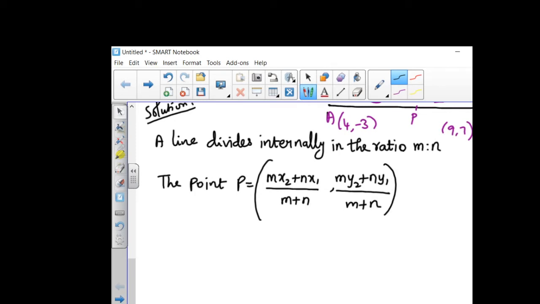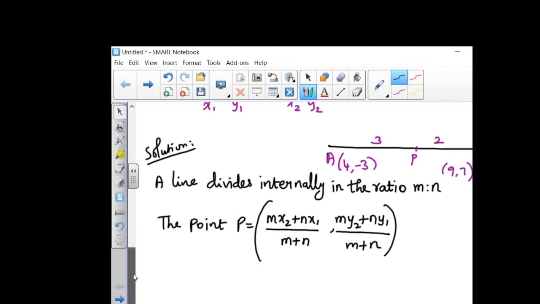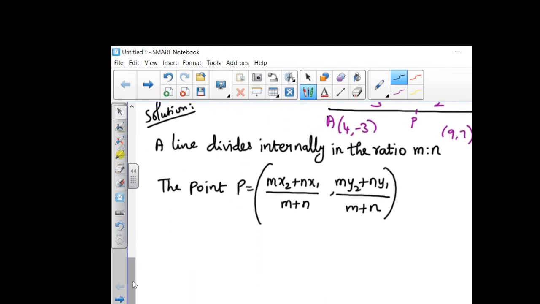Now we are going to apply x1, y1 and x2, y2. So what is that? 4, minus 3 is the x1, y1. What is our m? M is equal to 3 and n is equal to 2. So first you can write the values: m is equal to 3, n is equal to 2, x1 is equal to 4 and x2 is equal to 9, then y1 is equal to minus 3 and y2 is equal to 7. Then you can apply the values.